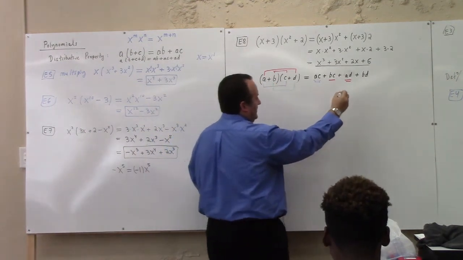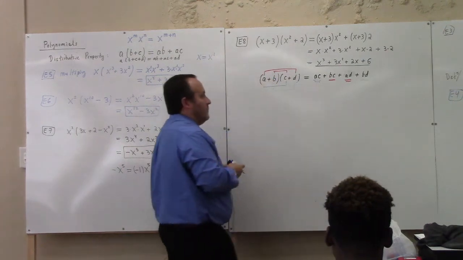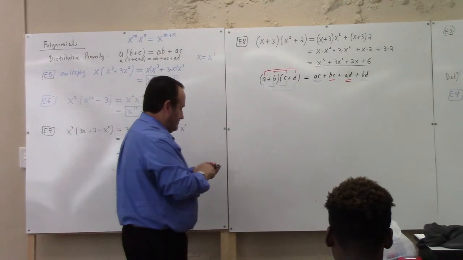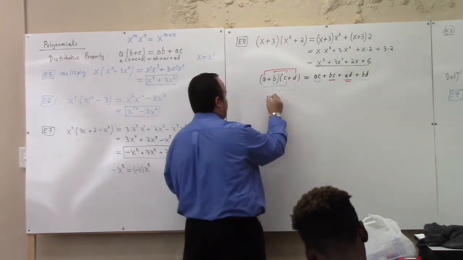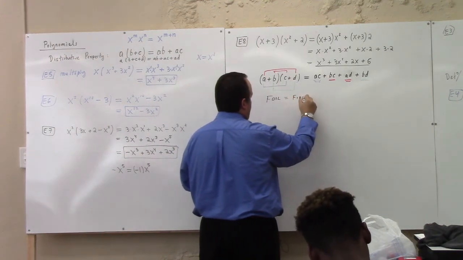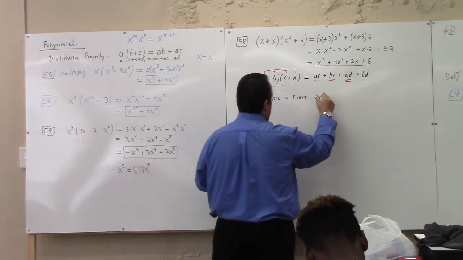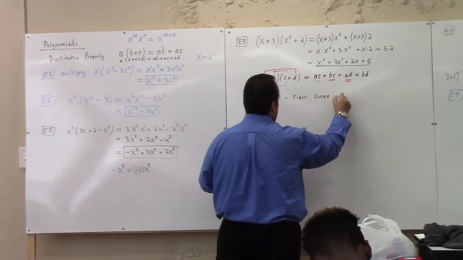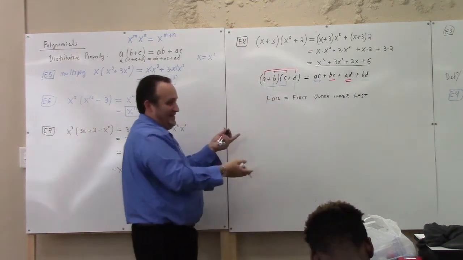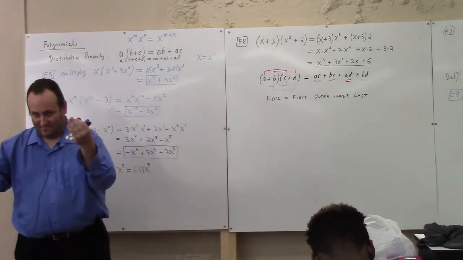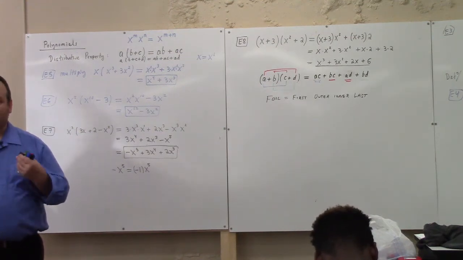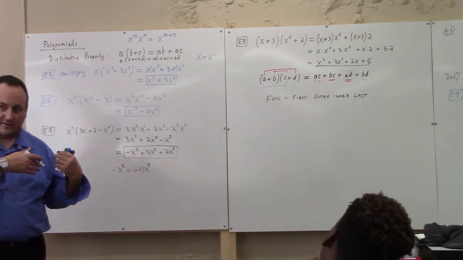I believe this is called the FOIL method: first, outer, inner, last. Now, this is not something I teach. I'm reminding you; you were told that before. If you understand that, great. I do not think this way. I think in terms of the distributive property.